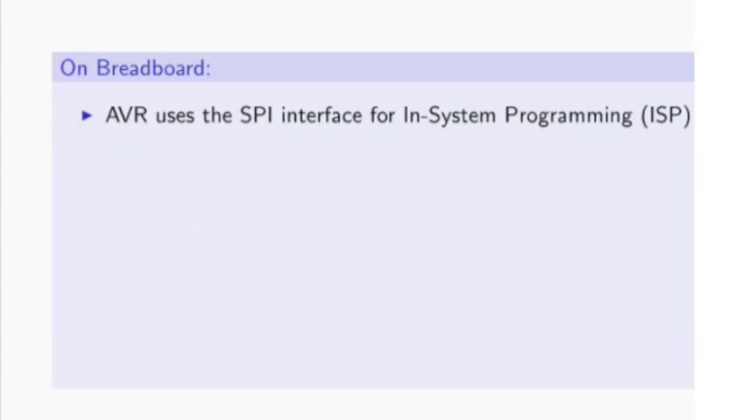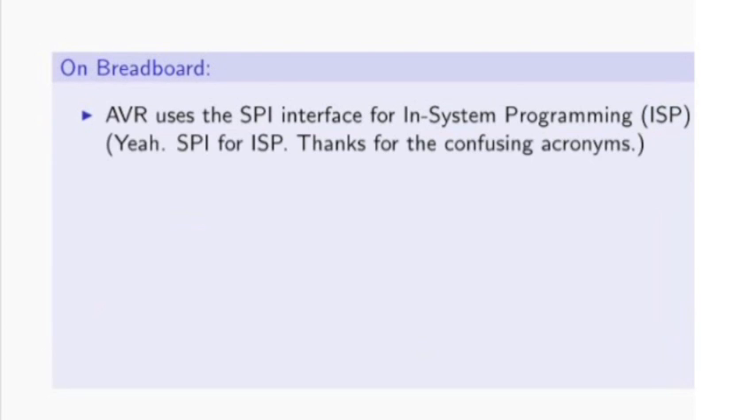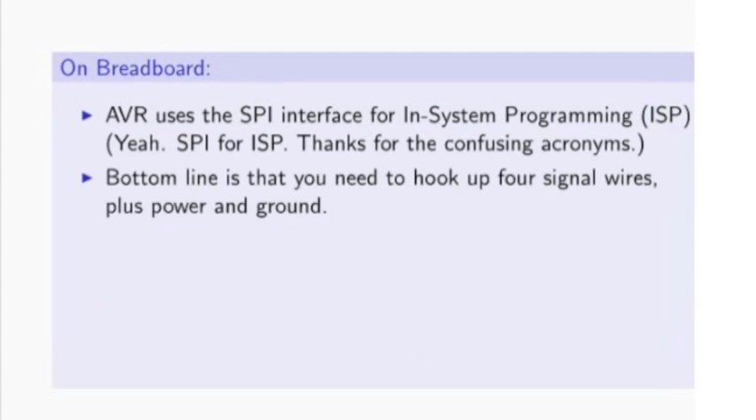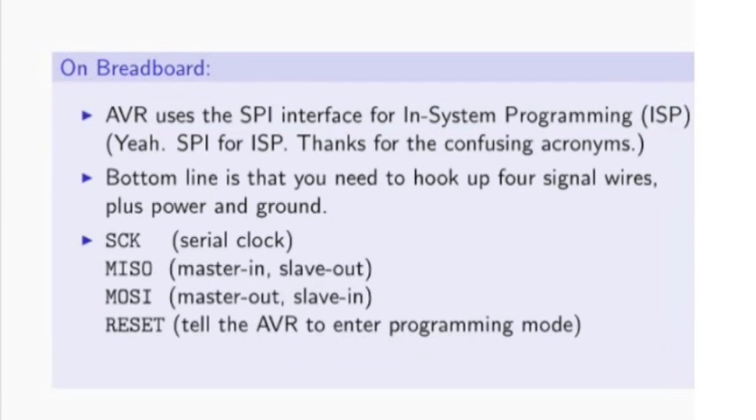So like I said, AVR uses this SPI interface. It's serial peripheral interface for in-system programming. Basically this consists of hooking up 4 pins plus power and ground to get the AVR to talk to a programmer. Three of them are the normal SPI lines: serial clock, master in, and master out, and then the reset line is used to tell the AVR that it should expect data coming in. And then the other 2 lines are power and ground.